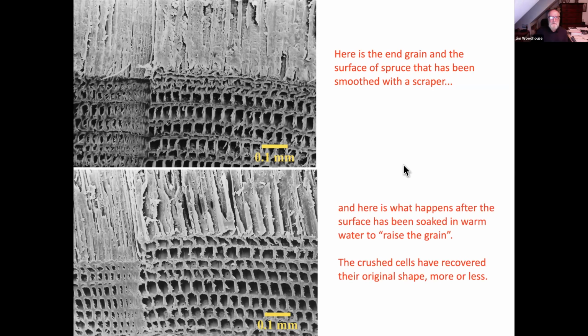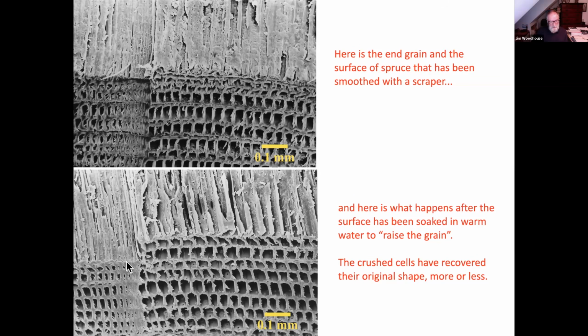Now, you know what happens to wood like that if you moisten it and then wait for a little bit. You raise the grain, in woodworking speak. Here's a picture of roughly the same view after the grain has been raised, after the wood has been moistened. And you can see what's happened. The two rows of cells that had been squashed by the scraper have more or less popped back up again into their original shape.